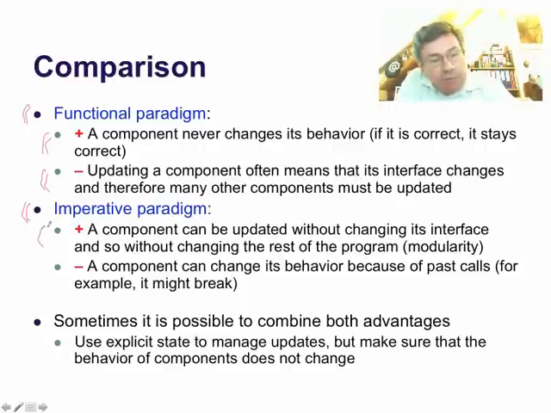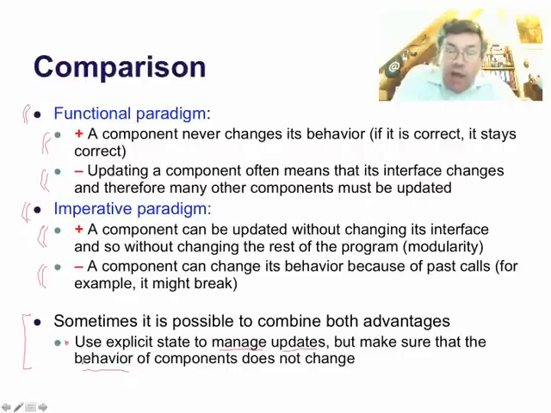Now the imperative paradigm. The plus is you can update the component without changing the interface by using explicit state. So the system is modular. But the minus is a component can change its behavior because of past calls, and it might break, for example. Now, the trick is sometimes it's possible to combine both advantages. If you use the state in a disciplined way, you can use the explicit state to manage the updates, but you make sure that the behavior of the components does not change. That's a good use of state, and then you get the best of both worlds.